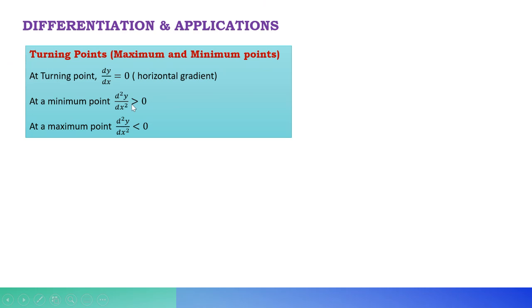If your second derivative at the given point is greater than 0, then it's a minimum. If it's less than 0, it's a maximum. You can see less is maximum, greater is minimum. So this is how you identify.